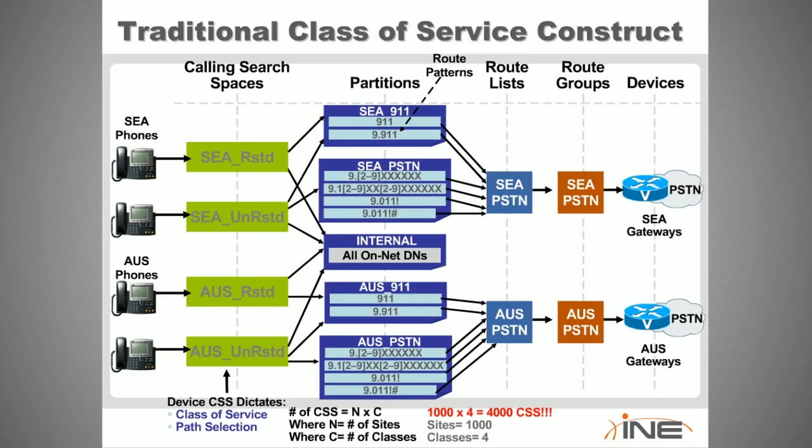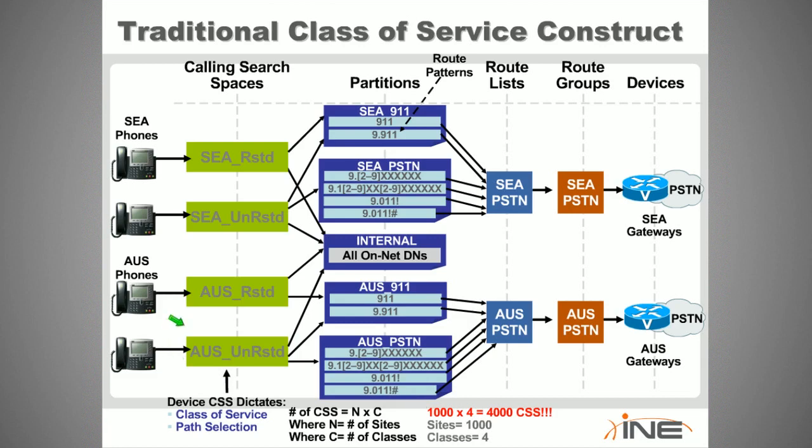Okay, so typically calling search spaces, or I should say traditionally, calling search spaces, if we use the traditional approach, which is what this is, they're there for two main reasons. One is site-specific call routing or path selection, and the other is our class of restriction or class of service. Okay? And what this means is that in order to get class of service and site-specific call routing or path selection, the number of calling search spaces we have to create equals the formula n times c, where n is the number of sites and c is the number of classes.